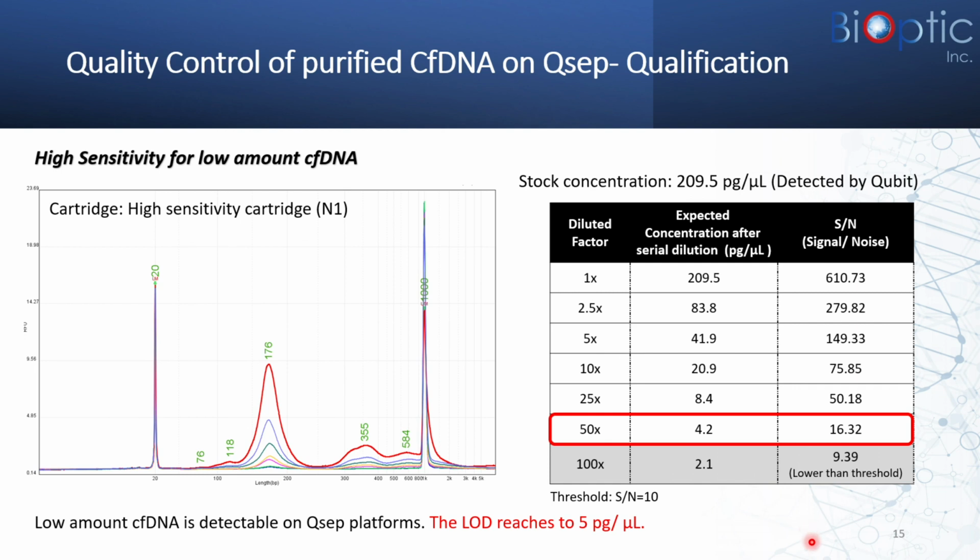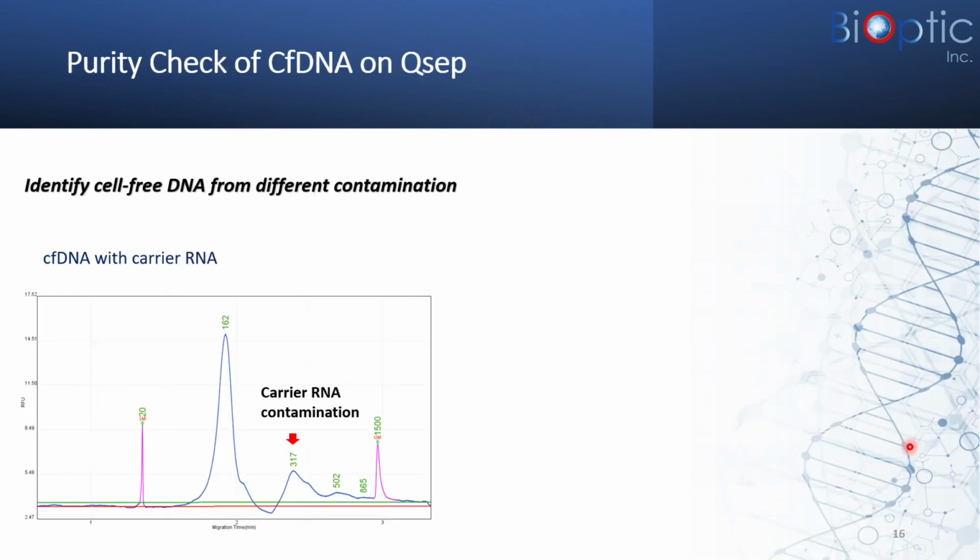Next, in order to test the sensitivity of the QSAP platform for cell-free DNA detection, we serially diluted the cell-free DNA and tested these samples by the high-sensitivity cartridge, the N1 cartridge. The cell-free DNA stock concentration is detected by Qubit. We can see that after 50 times dilution, the expected concentration of cell-free DNA is 4.2 picogram per microliter, and such low amount of cell-free DNA is still detectable on the QSAP platform.